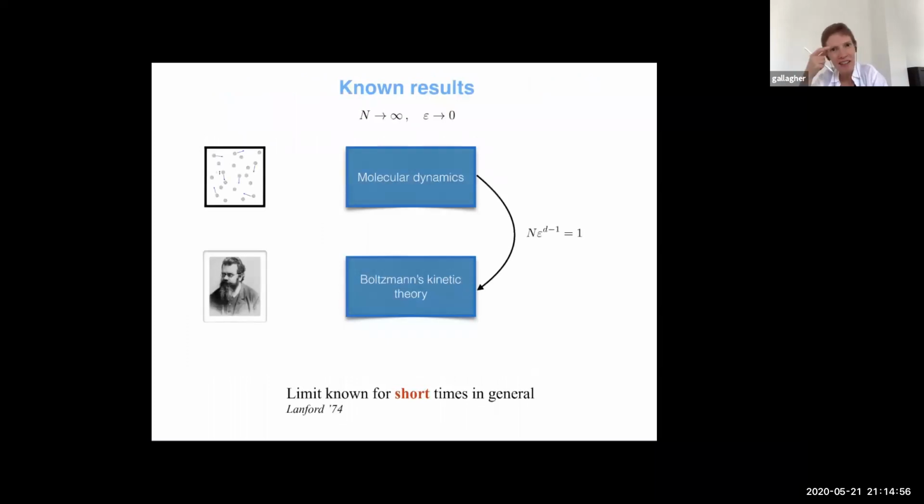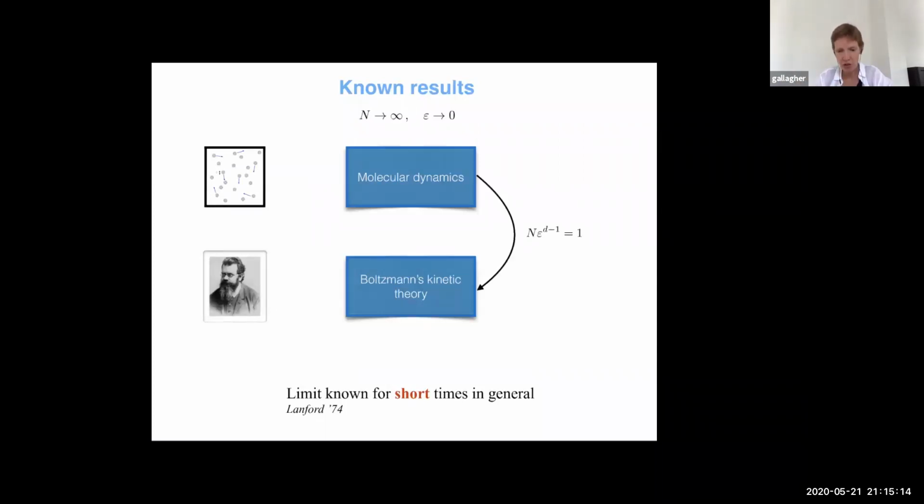Right, so now let's go back to the original problem. My problem is to go from particles to Boltzmann, and especially from Boltzmann to fluids, so that in the end I can go from particles to fluids. So as I said before, it is known that you can go from particle systems to the Boltzmann equation.